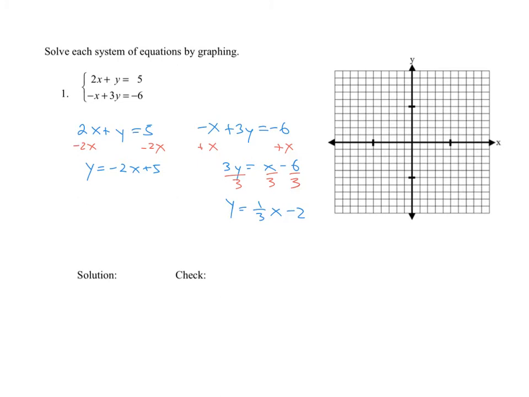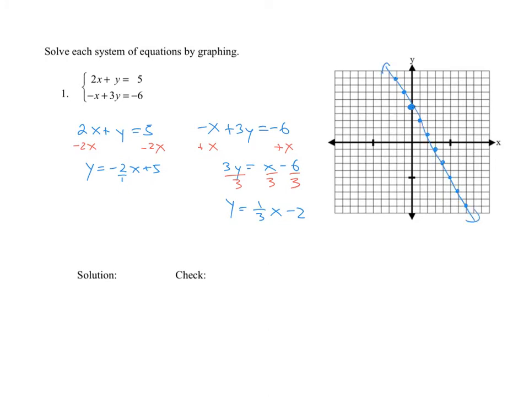Y equals negative 2x plus 5 has a y-intercept at 5. The slope is negative 2 over 1. So I'm going to go down 2 over 1, down 2 over 1, down 2 over 1, and make a bunch of points on my graph. And then I could also go up to left 1, and make a few more. So there's my first line.